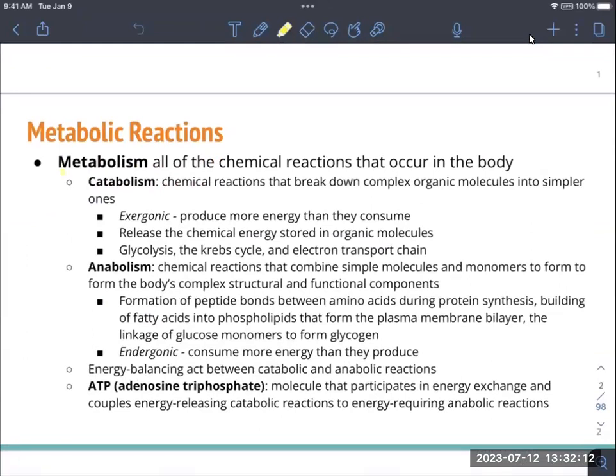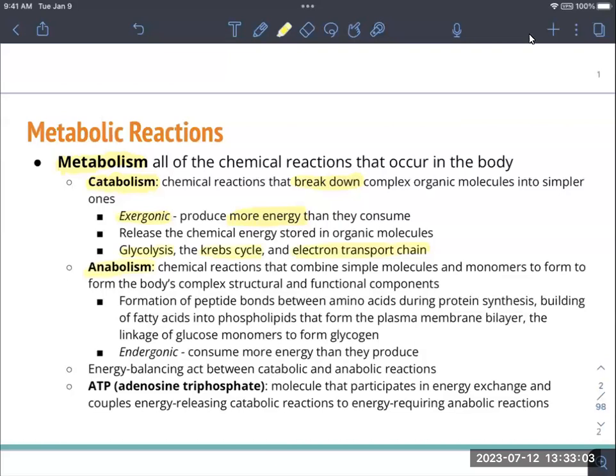So your metabolism is known as the sum of all chemical reactions that are occurring in your body. We can have catabolism, where we break things down. Some of these catabolic reactions can be exergonic, which means they produce more energy than they consume in the process of breaking down these different chemicals. This involves glycolysis, the Krebs cycle, and the electron transport chain. We're going to talk about all of these today and go into what we're breaking down, how we break it down, and what our end products are.